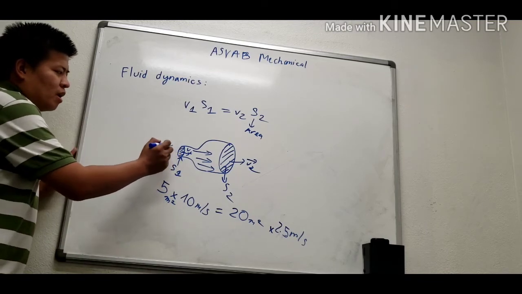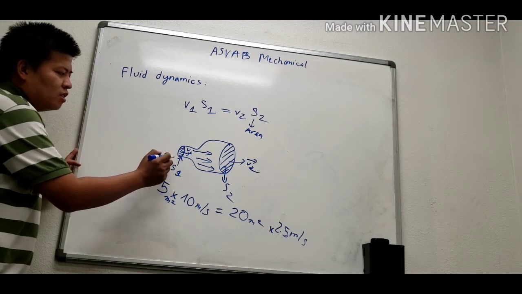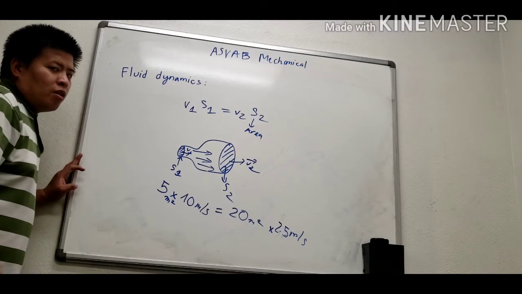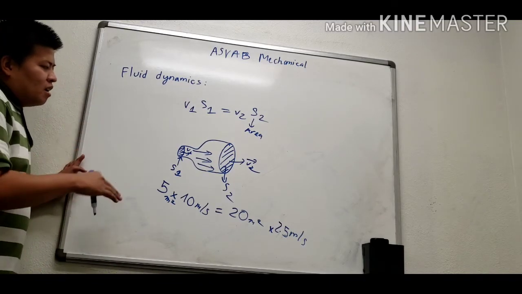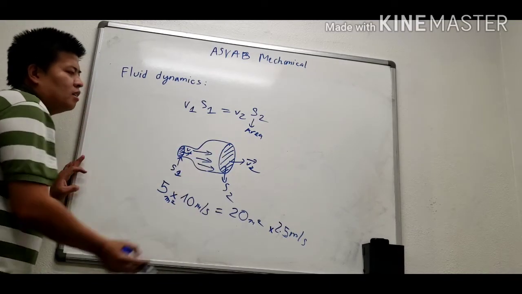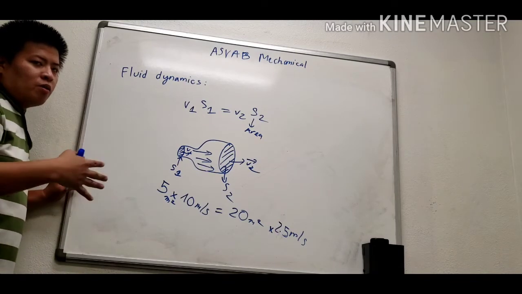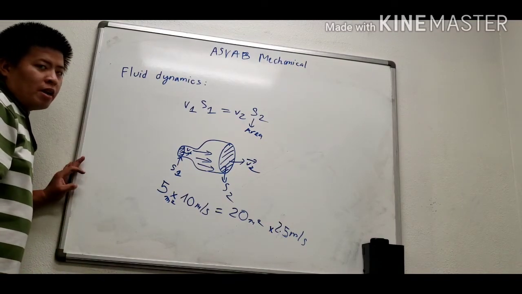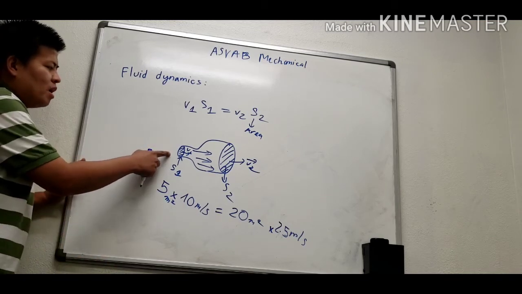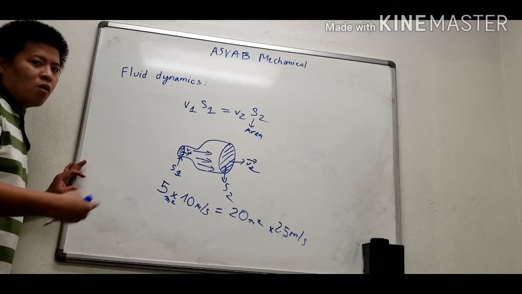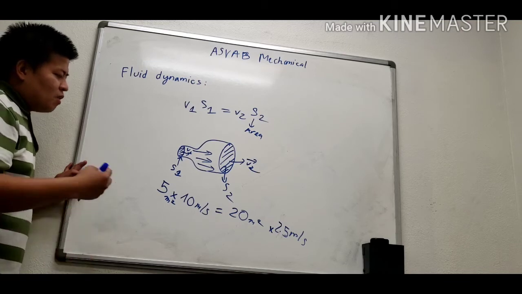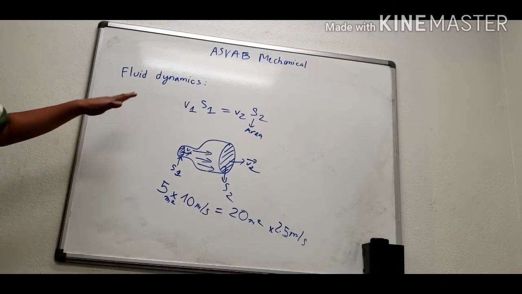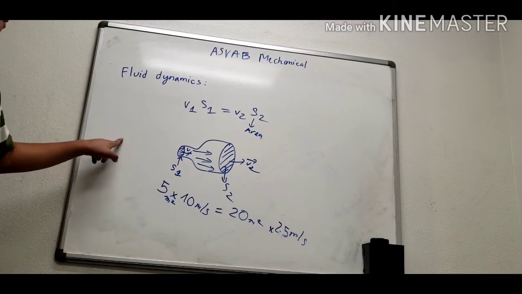For example, the small pipe has the highest velocity. In the big pipe, the velocity will go down. Because in the big pipe, more water goes through this area, that's why the velocity will go down. But in the small pipe, too much water goes through at the same time, that's why the velocity will go up. And this is just one topic in fluid dynamics.